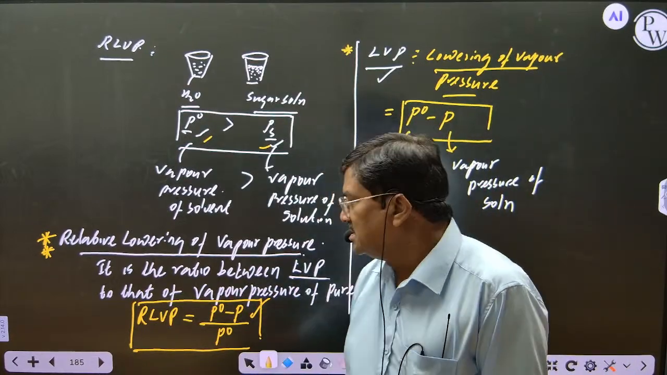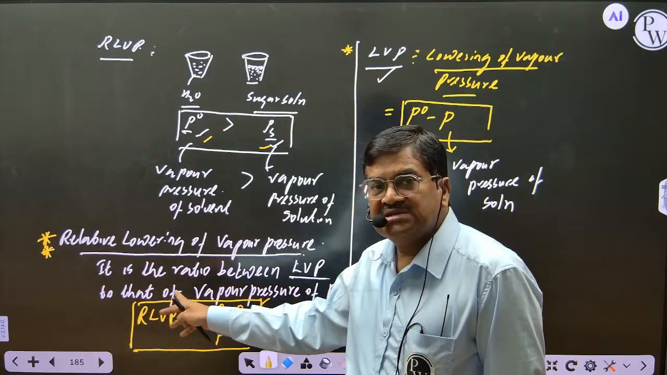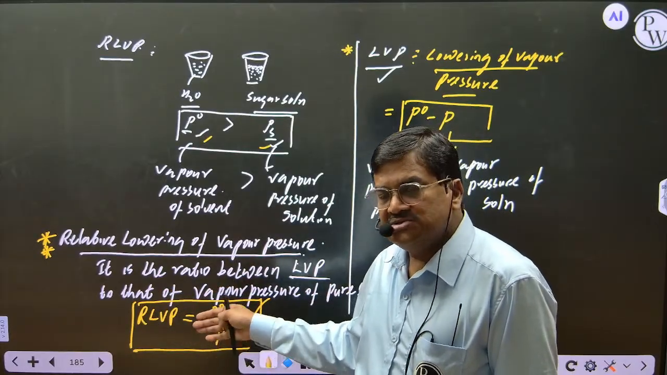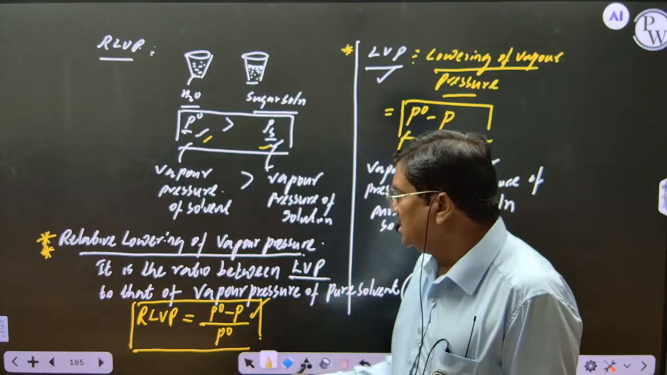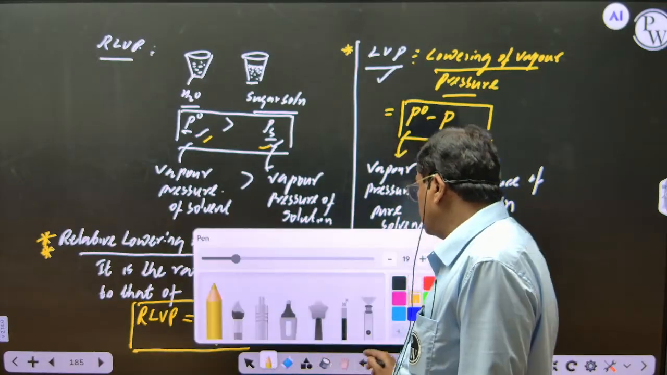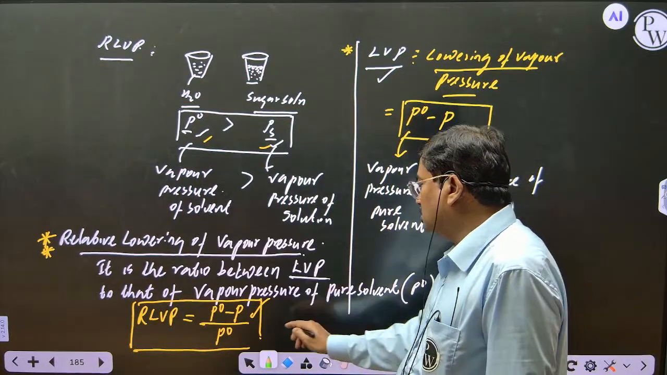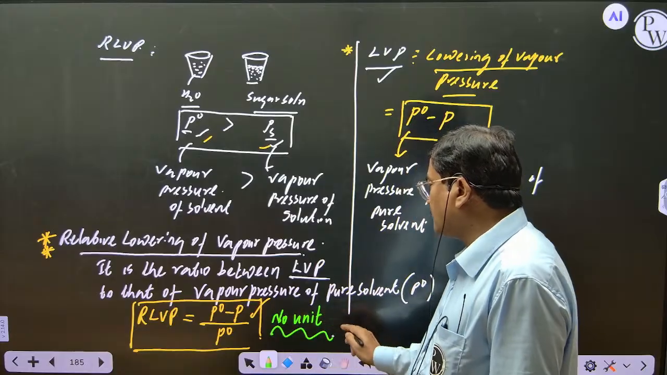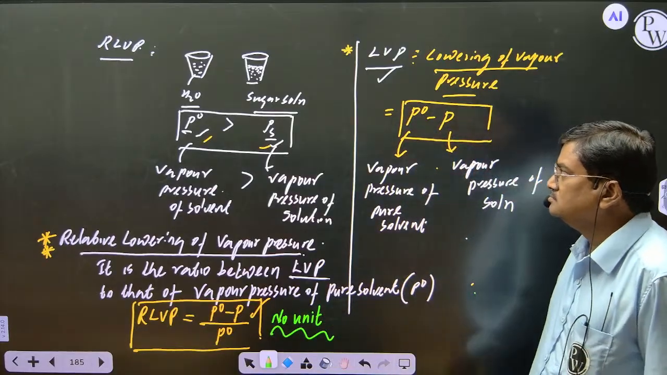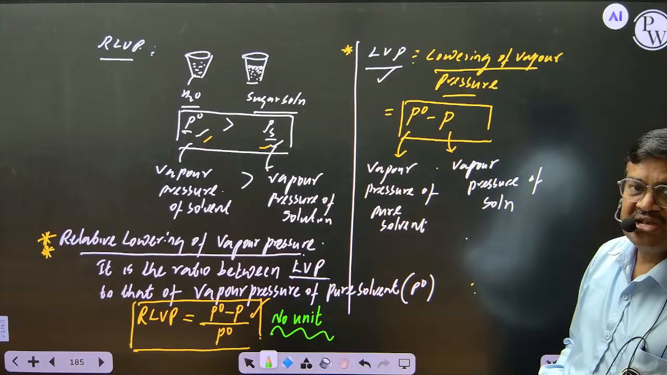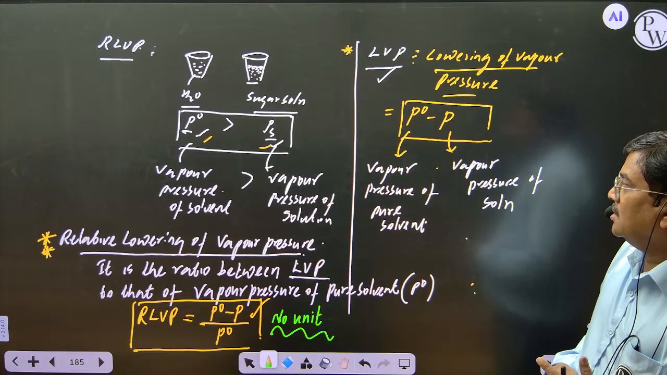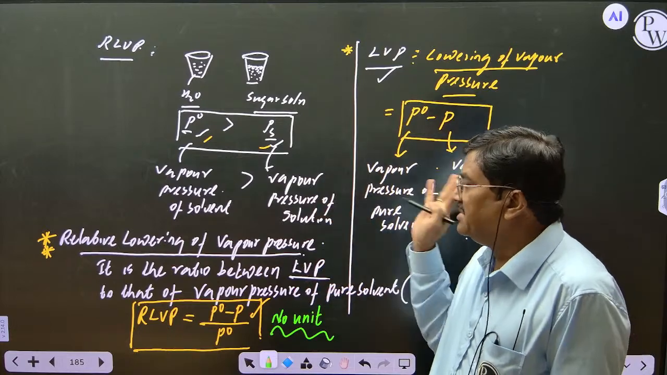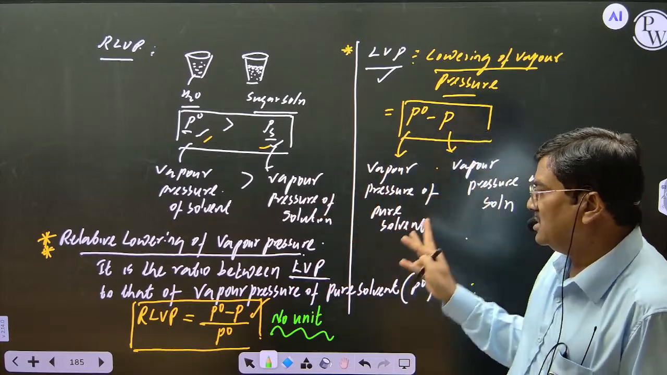Copy this relation. And does it have any unit, they may ask in the exam? Will relative lowering of vapor pressure have any unit? No, no. As you know, a ratio doesn't have any unit. Here mention it has no unit. There is no unit for RLVP. Up to this clear for all? Conceptually understood, no? So what is vapor pressure of solvent? What is vapor pressure of solution? What is LVP? What is RLVP?